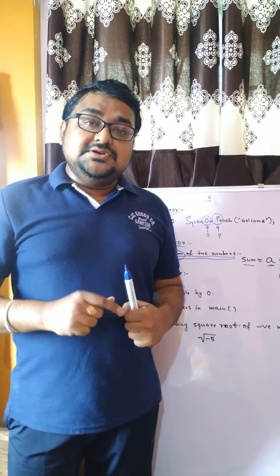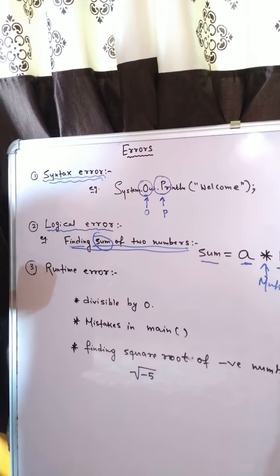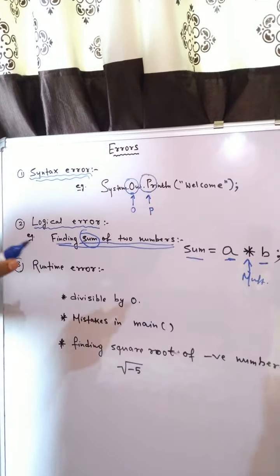So here is the example. You can see in this example we have to find the sum, but we are doing multiplication. So this error is called a logical error. The third category of error is runtime error.